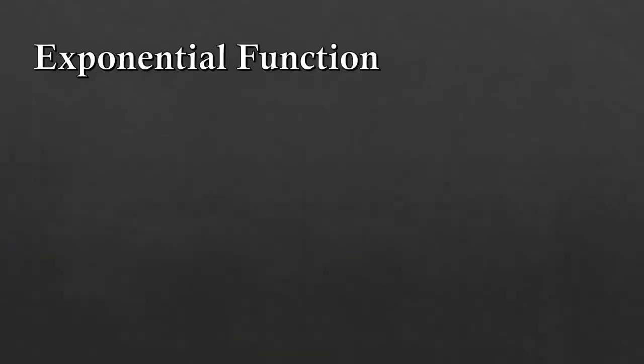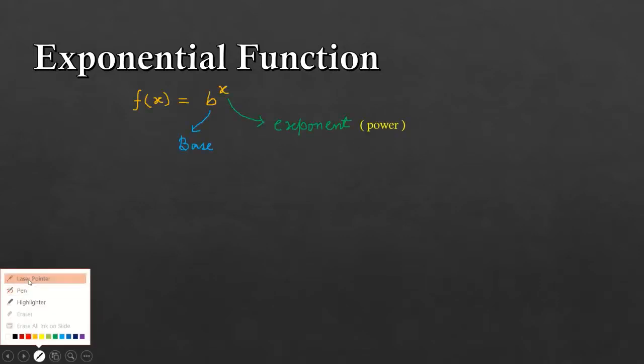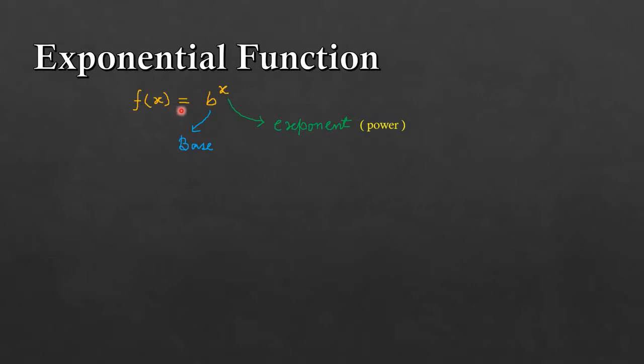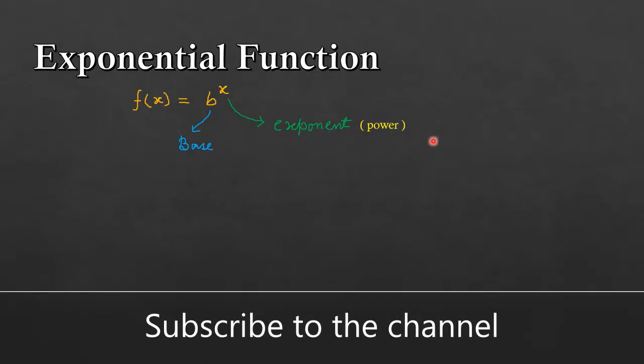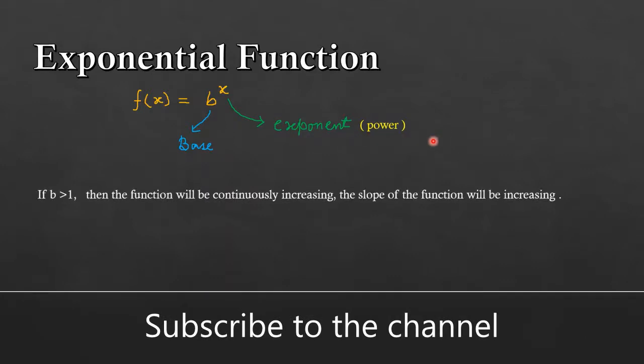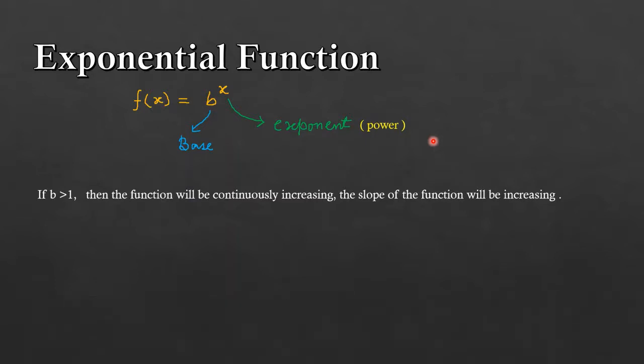So let's see. First of all, what is an exponential function? As you can see here, we have written a function as f(x) equals b to the power x. b must be a constant considered as the base, and x is the exponent, or the power of b. If the value of b is greater than 1, then the function will be continuously increasing in nature. The slope of the function will be continuously increasing.